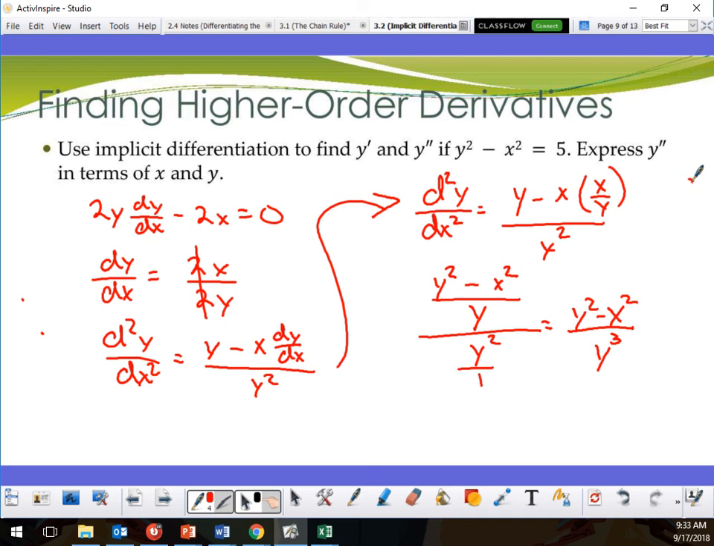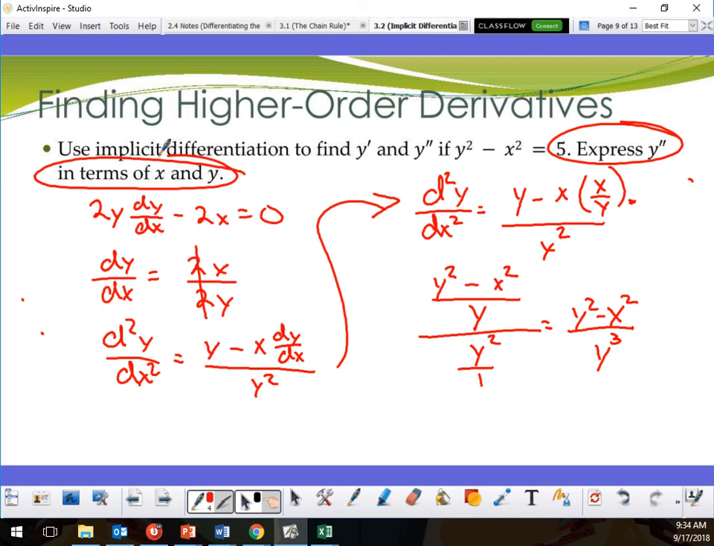On the AP test, are you expected to simplify? You actually have to go to this point right here. Okay, that's what I was expecting. Especially when it says express this in terms of x and y. So that means no dy dx, and it's y prime, y double prime. So it's a different way of writing it. So this is actually d squared y over dx squared. This is the second derivative notation. It's the same as saying y double prime.